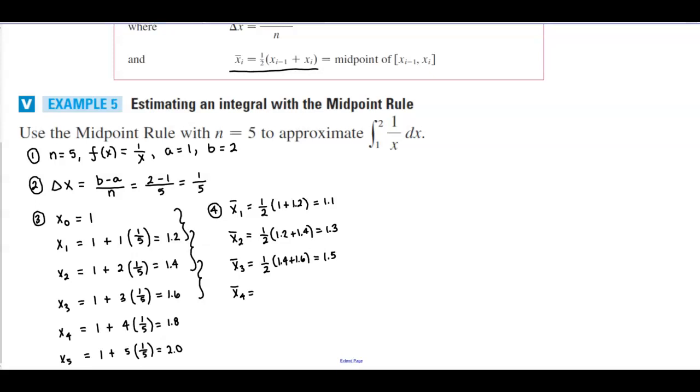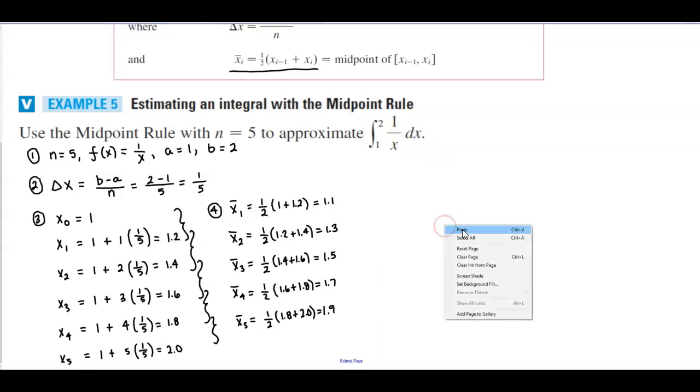And then the next midpoint is between 3 and 4. So we know that's going to be 1/2 times 1.6 plus 1.8, which gives us 1.7. And then the last midpoint is going to be between 4 and 5. So we take 1/2, multiply that by 1.8 plus 2.0, which gives us 1.9.